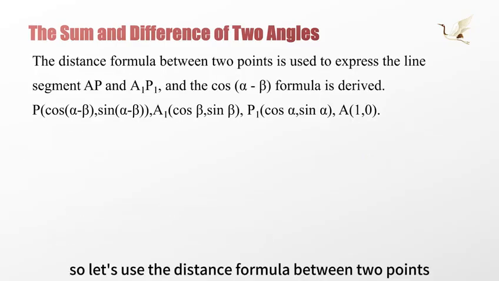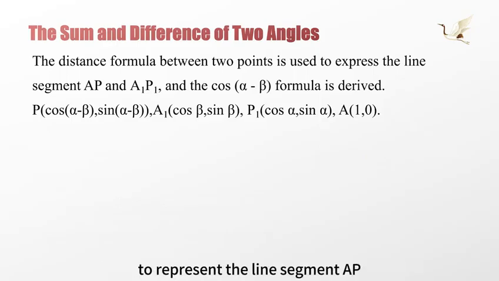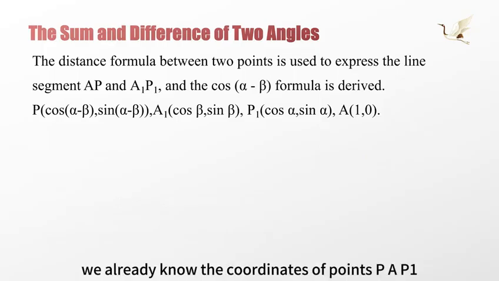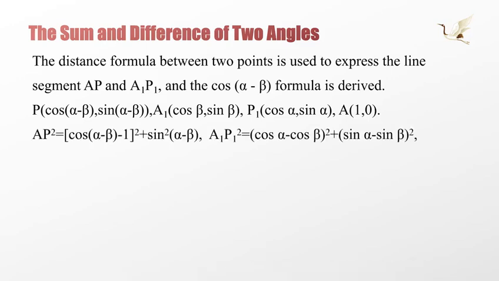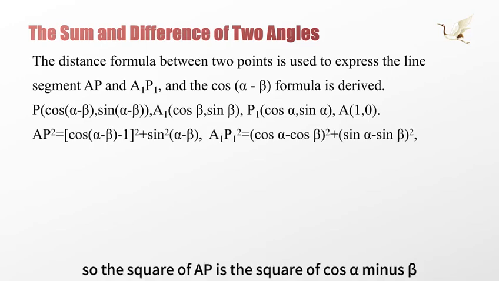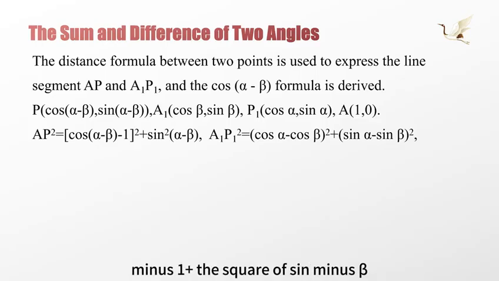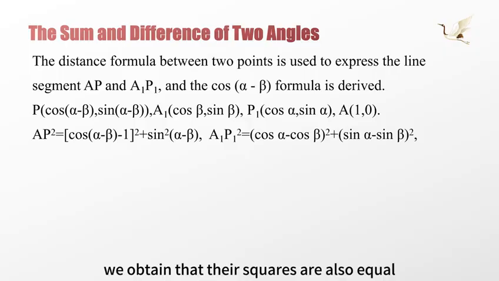So let's use the distance formula between two points to represent the line segments AP and A1P1, and then derive the formula for cosine of alpha minus beta. Based on our previous drawing, we already know the coordinates of points P, A, P1, and A1. So the square of AP is the square of cosine of alpha minus beta minus 1 plus the square of sine of alpha minus beta. The square of A1P1 is naturally the square of cosine alpha minus cosine beta plus the square of sine alpha minus sine beta. Due to the equality of the two lines, we obtain that their squares are also equal.